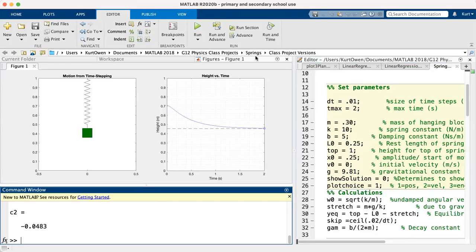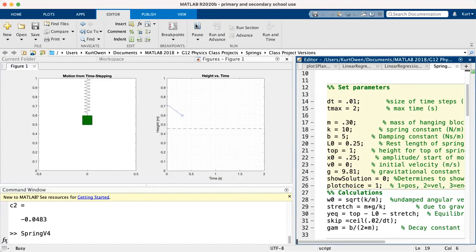Okay, I believe I said we'd look at the underdamped case. I meant the overdamped case. So let's look at that now. So I kept everything the same, except I increased the damping to a damping constant up to 5. So you can see there's no oscillation at all. It just dies down.